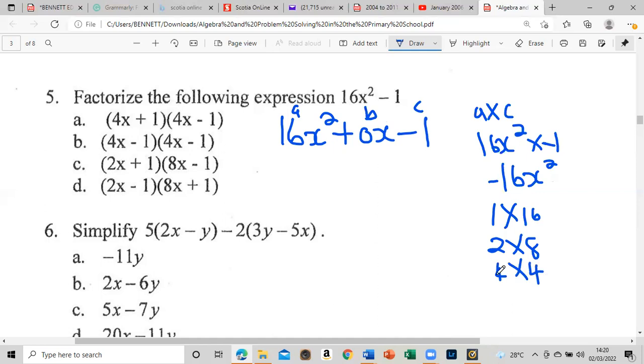From this group now, we look and see which one of them can give us 0, and that will be 4 and 4, right? One of them plus and one minus. So we just replace that now: we replace it with 4x minus 4x minus 1. Draw a bracket now in pairs.